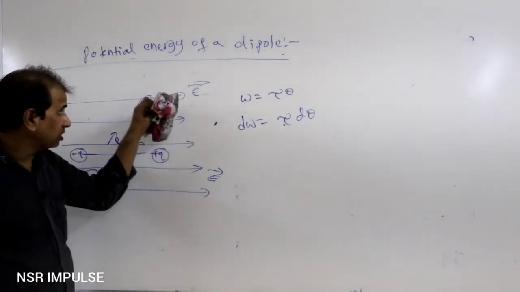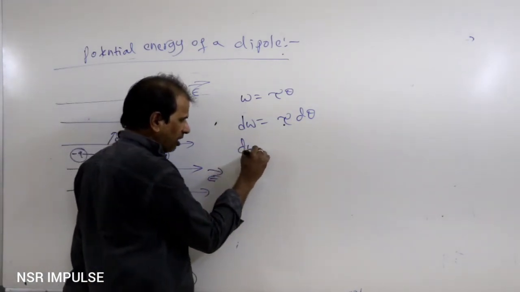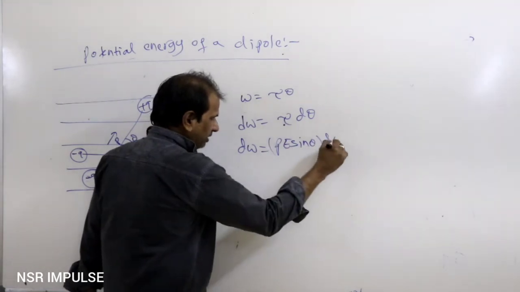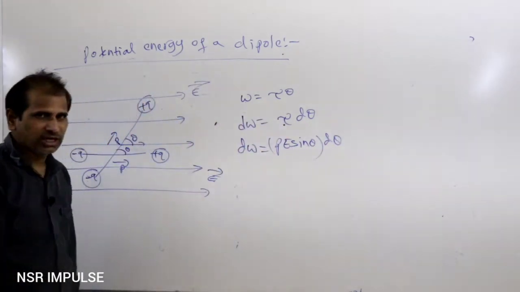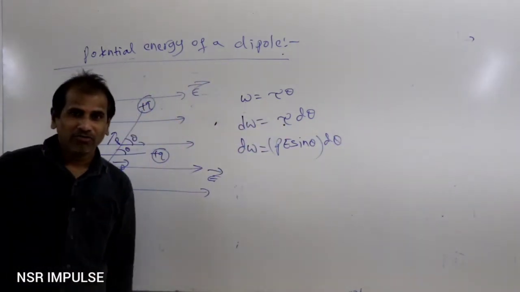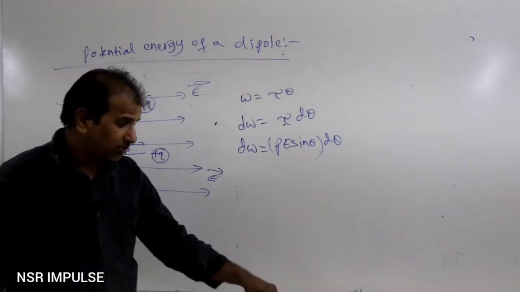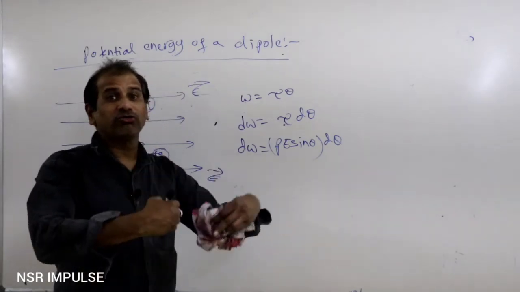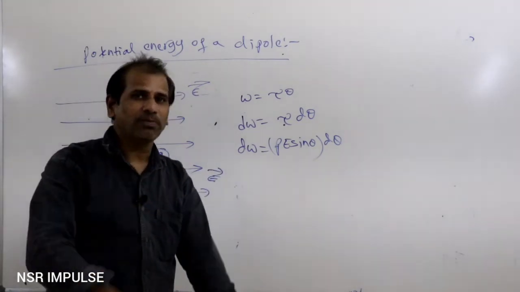What is tau in this position? Tau, the torque or couple, is equal to Pe sin theta, so dW is equal to Pe sin theta d theta. Where has this tau expression come from? From the previous topic. When the dipole is placed at an angle theta with the electric field, it feels the couple or torque equal to Pe sin theta.